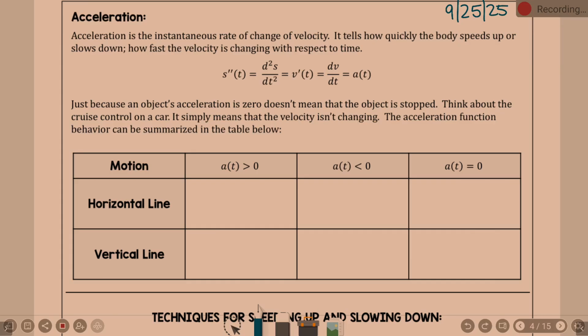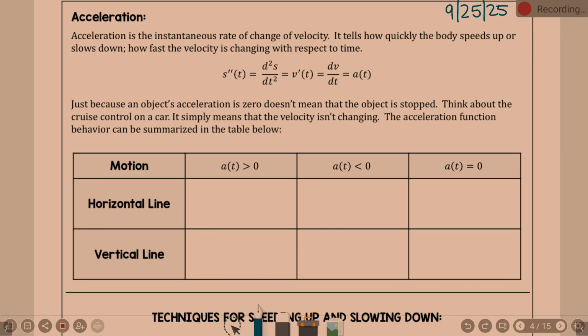Okay, so we're picking up where we left off yesterday in 2.7. On the previous page, we had filled in a chart about instantaneous velocity: what's happening when velocity is positive or negative, and we're looking at a horizontal line or vertical line. Now, we're going to talk about acceleration.